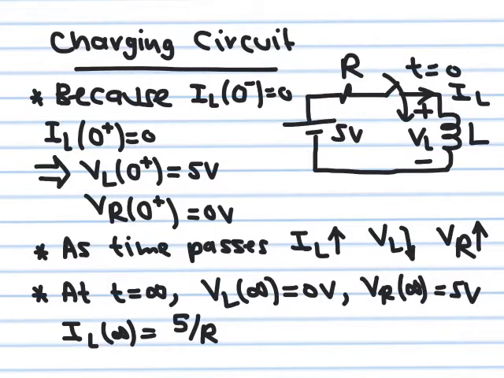Of course, it's going to change later as time passes. Okay? So this is very important to remember. I'm going to repeat this again because this is so important. When the switch was open, there was no current in the circuit. VL is 0, IL is 0, everything is 0.